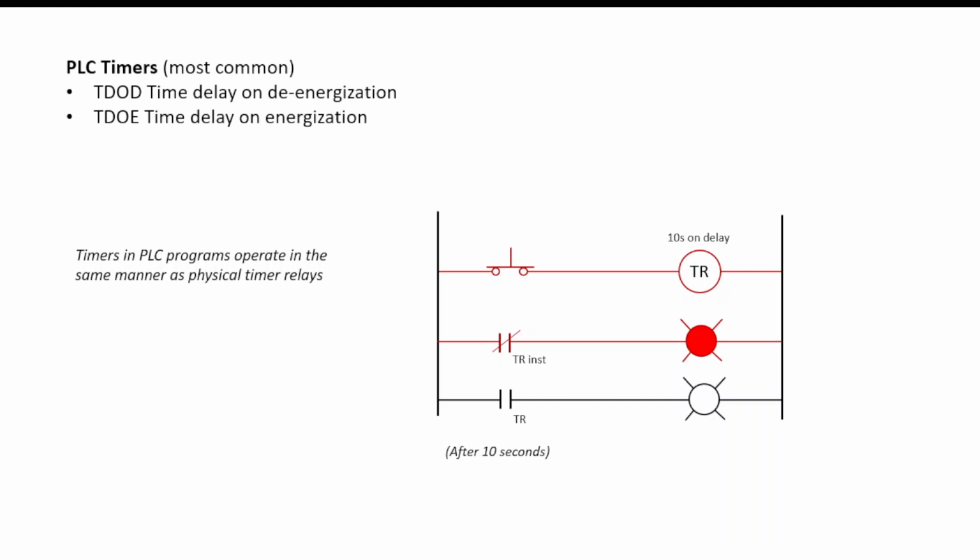So 1, 2, 3, 4, 5, 6, 7, 8, 9, 10. Now the timer contact closes and that load energizes. So the instant contacts and the timed contacts are both common in mechanical timer relay operation.